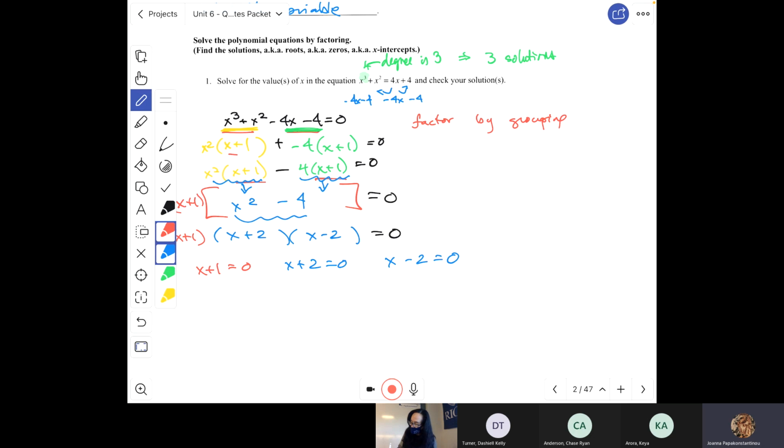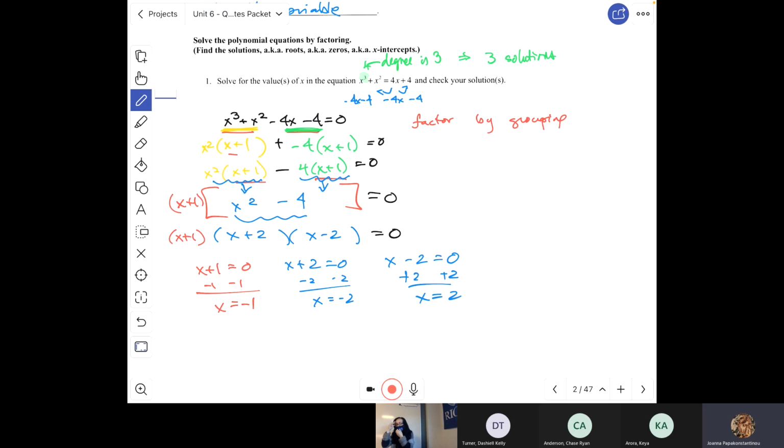Then I'm going to solve for x in each one. So go ahead and solve for x. I'm going to get x equals negative 1. Solve for x in the next equation. I'm going to get x equals negative 2. Solve for x in the next equation, and I get x equals 2.